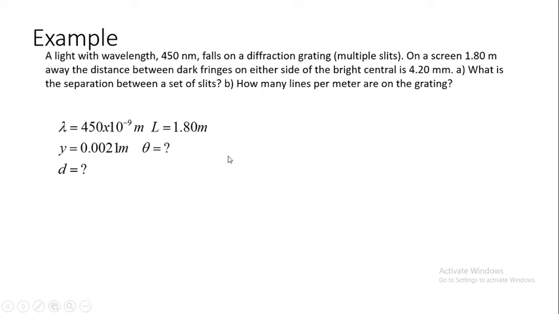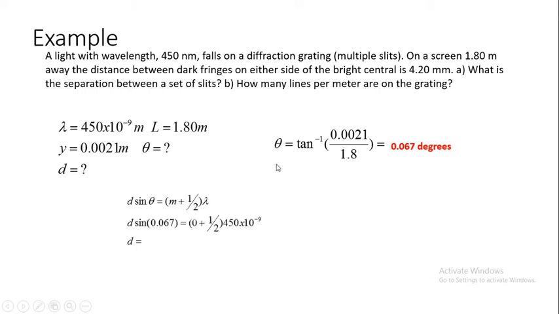So again, what is missing? We don't have the angle. So solve for the angle, again, that's tangent of Y over L. So Y is 0.021 divided by 1.8. So our angle is 0.067 degrees. We can now solve for the D, or the distance between slits.